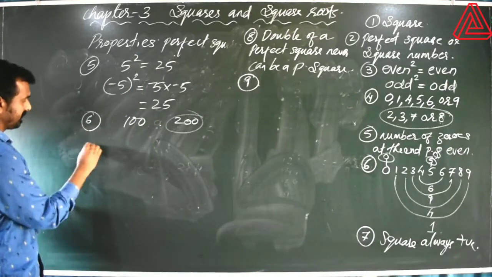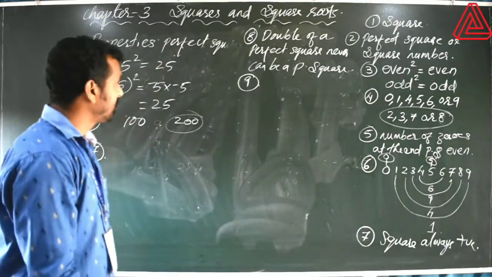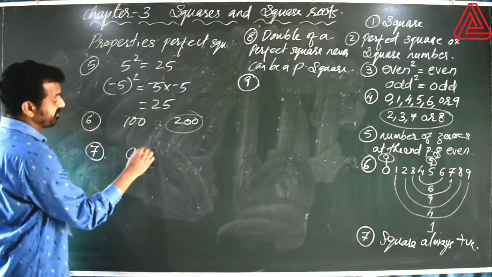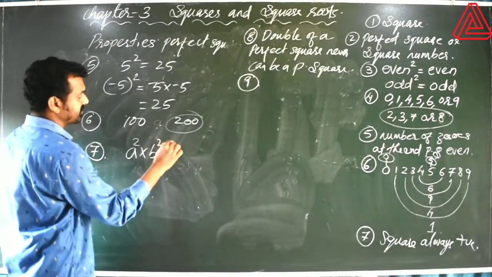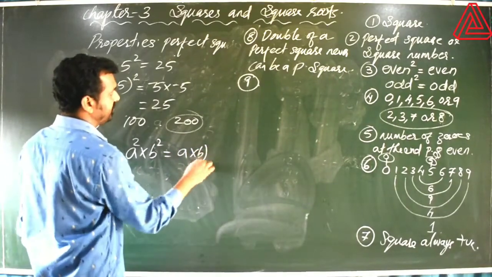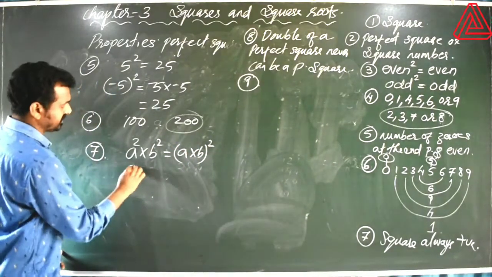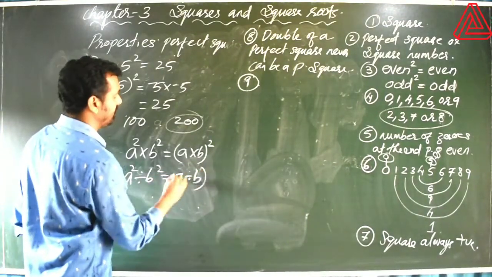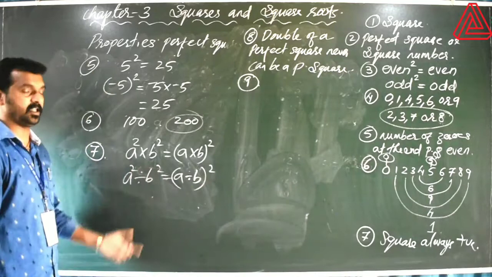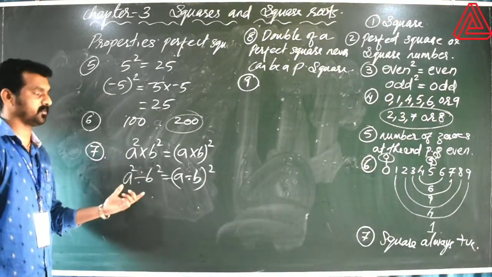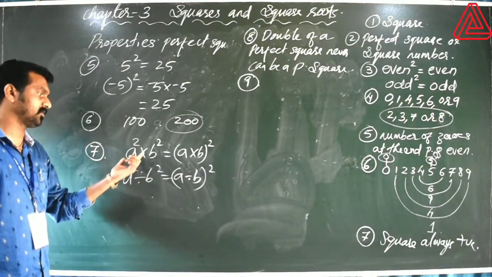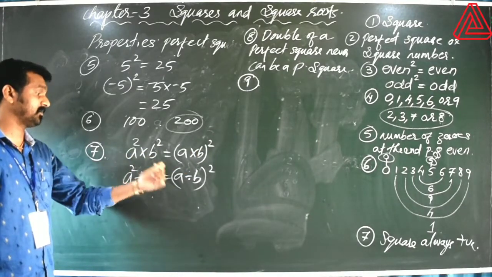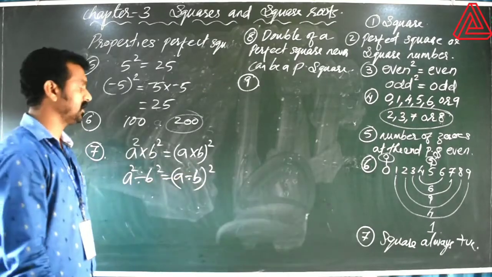Now next property number 7. Squares follow the rules of exponents, that is a square into b square is equal to a into b the whole square. A square divided by b square is equal to a divided by b the whole square. We have studied the laws of exponents. So a square into b square is equal to what? A into b the whole square.